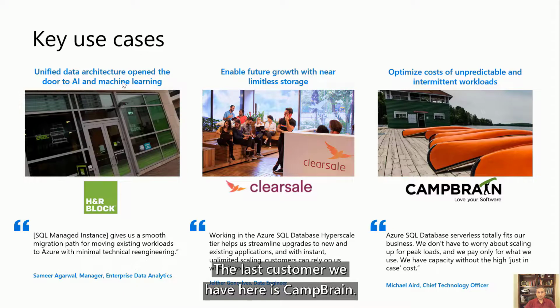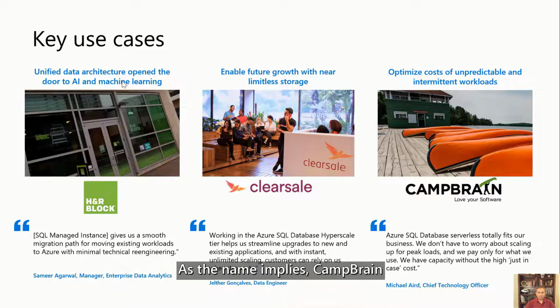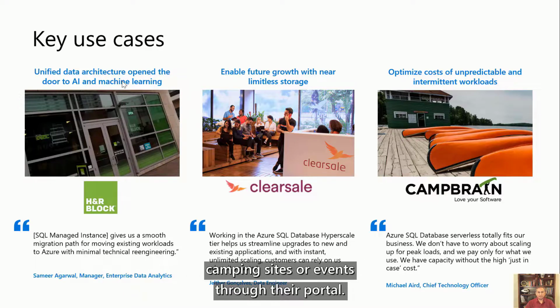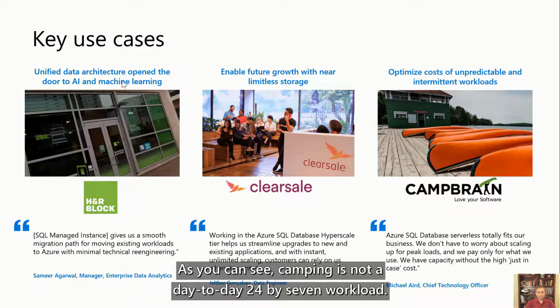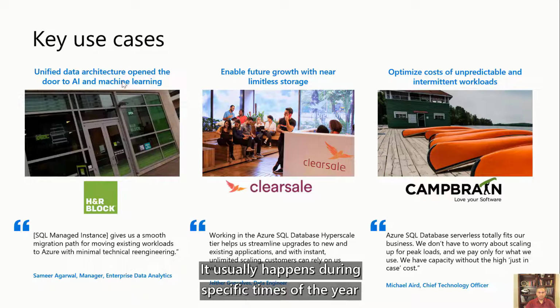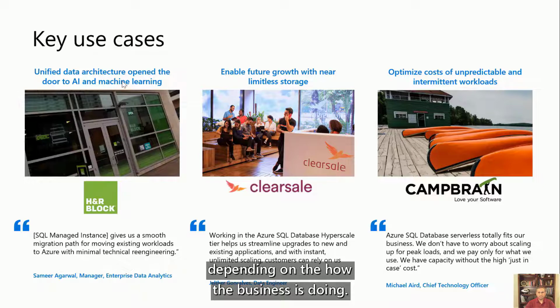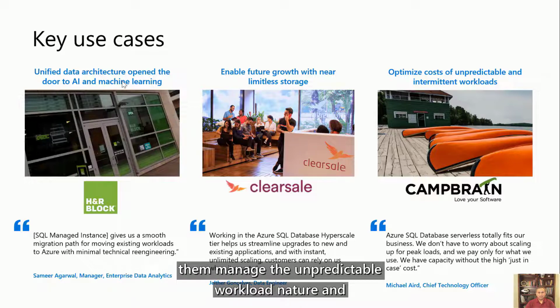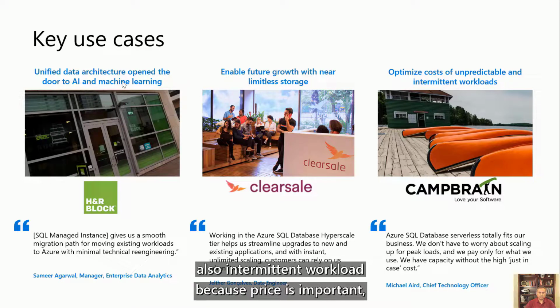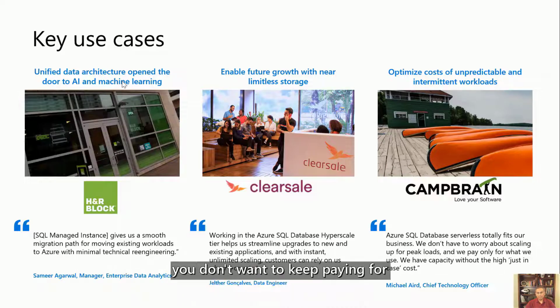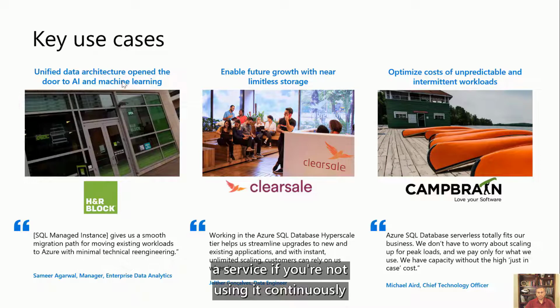And the last customer we have here is Cambrain. As the name implies, Cambrain is event management camping software. So a lot of their customers book camping sites or events through their portal. As you can see, camping is not a day-to-day 24/7 workload. So it usually happens during specific times of the year, and the volume is also unpredictable depending on how the business is doing. So they needed a target which could easily help them manage the unpredictable workload nature and also intermittent workload, because price is important. You don't want to keep paying for a service if you're not using it continuously.